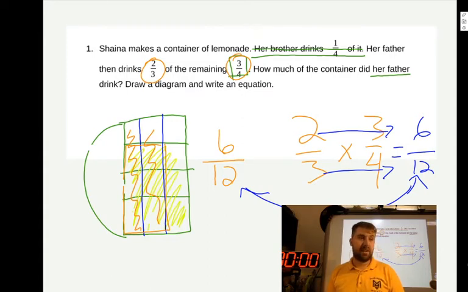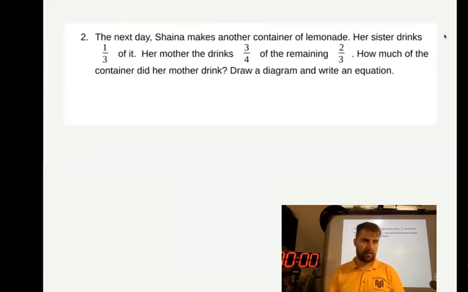So this next one is for you to do all on your own. The next day, Shayna makes another container of lemonade. Her sister drinks 1/3 of it. Her mother drinks 3/4 of the remaining 2/3. How much of the container did her mother drink? It's time for you to draw a diagram and write an equation. Pause the video here. When you have your answer, unpause it and we'll ask our last question.